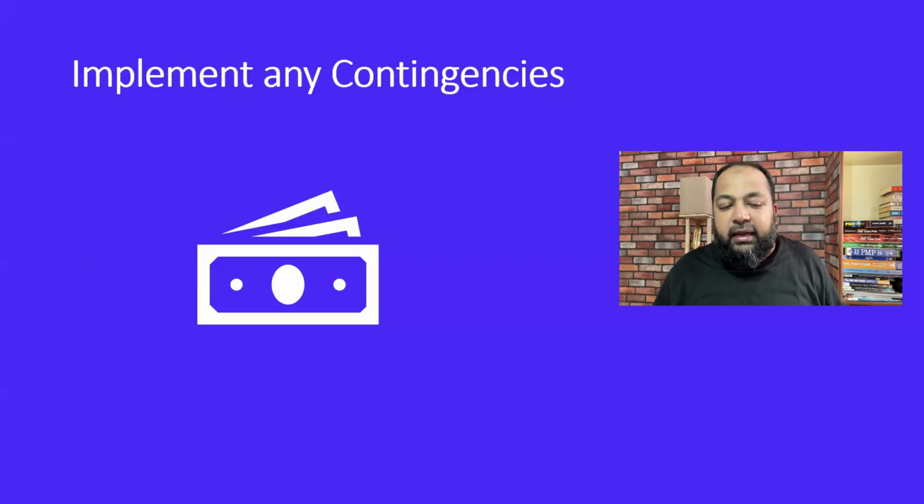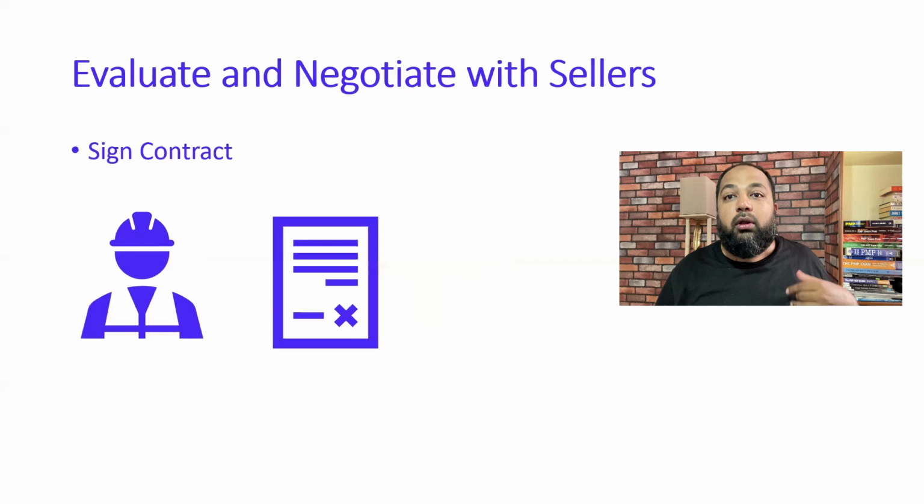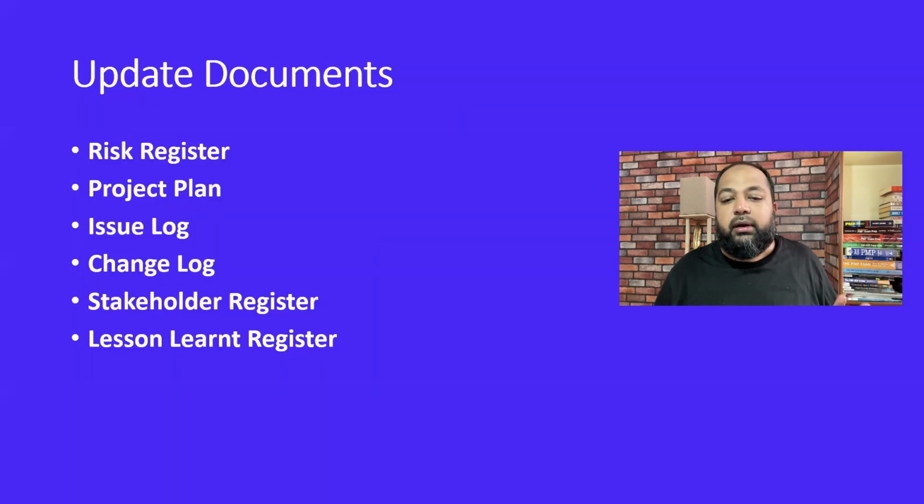Implement any contingency plans. Okay, if there is a delay, somebody fell sick, right? What are the contingency plans? Or the duration of the project was reduced, right? What are the contingency measures? All of this will be implemented now. Okay, evaluate and negotiate with sellers, sign a contract. So you do all the negotiations over here, you conduct the procurement, then you evaluate them, you negotiate, and you get the contract awarded.